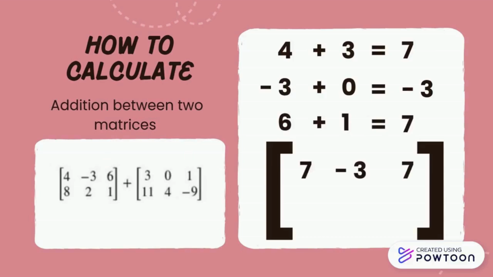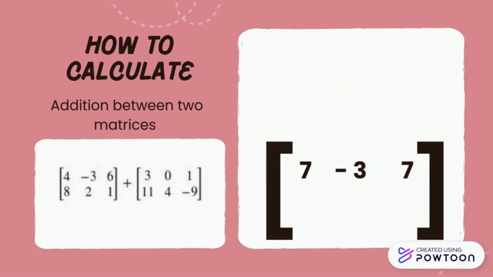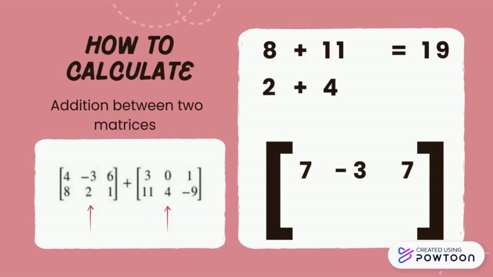Alright, the calculation of row 1 is finished. Okay, now ALYAA we look at row 2. We use the same calculation method, where the value 8 will be added to 11 in the first column of both matrices, and we will get the answer 19. Next, the value 2 will be added to the value 4 in the second column of the matrix, and the answer we will get is 6. Alright, finally, for the second row in the third column of both matrices, which is 1 add negative 9, we will get the answer negative 8.